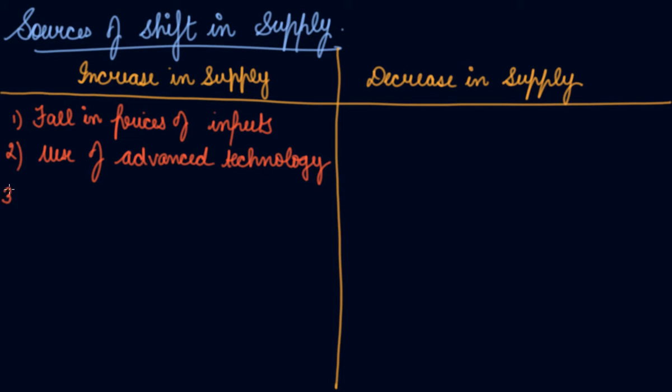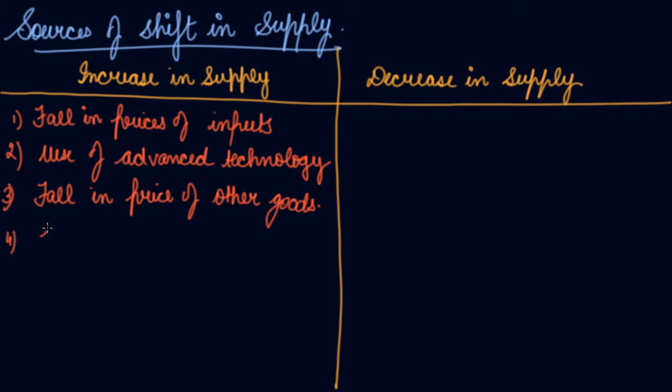Third one we have is fall in price of other goods. See, if the price of your substitute falls down, the price of your product is more than the substitute one, you're earning more profit on that. So as a producer, you will wish to sell more or increase your supply.